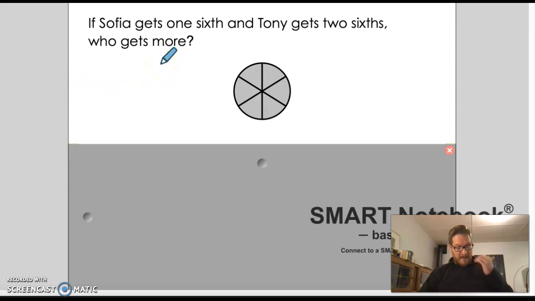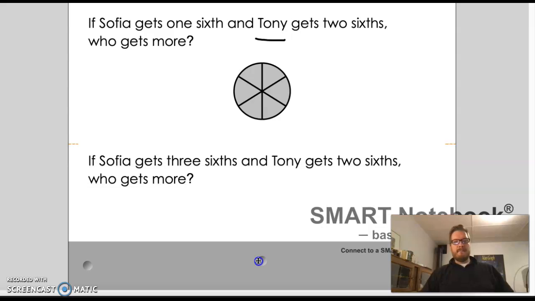Now, then, the next question is if Sophia gets 1/6 and Tony gets 2/6, who gets more? Well, Tony, because he's got 2/6. If Sophia gets 3/6 and Tony gets 2/6, who gets more? Well, in this case, Sophia gets more. So as the denominators are the same and the numerators change, that's going to determine which fraction is going to be bigger. So if the denominators are the same, then whichever numerator is bigger, that's the bigger fraction. Okay?